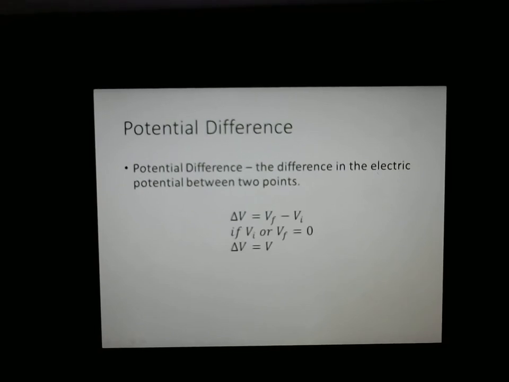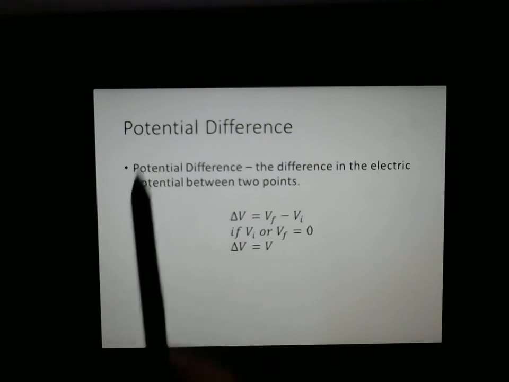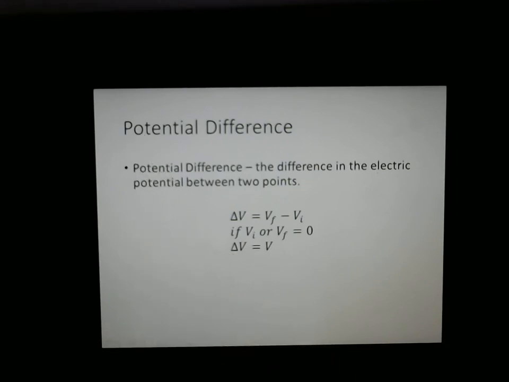That makes the math nice and easy. Remember V was electric potential, so we could call this electric potential difference if you wanted to. Difference just means delta, change, final take initial. If we make either of them 0, then the potential difference is just going to be V.